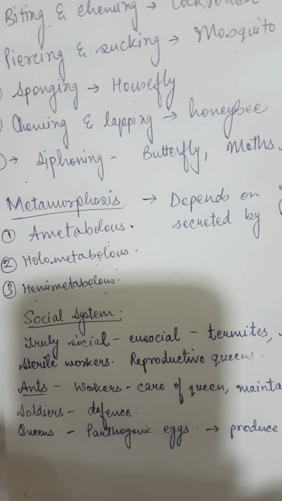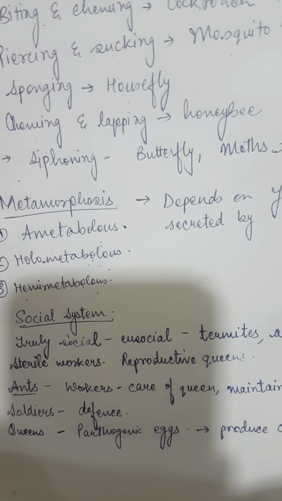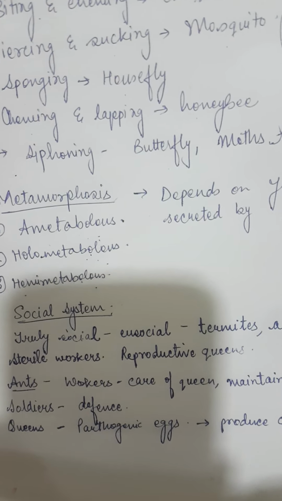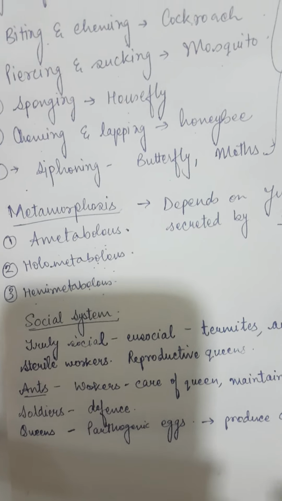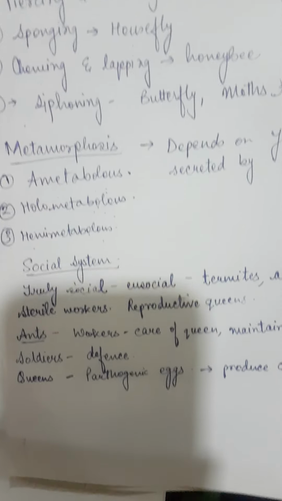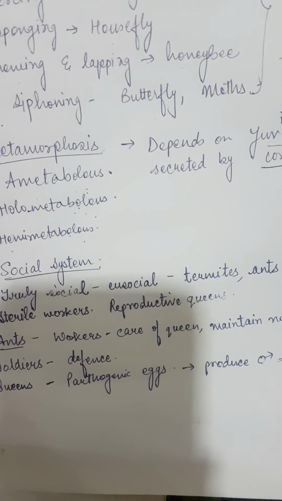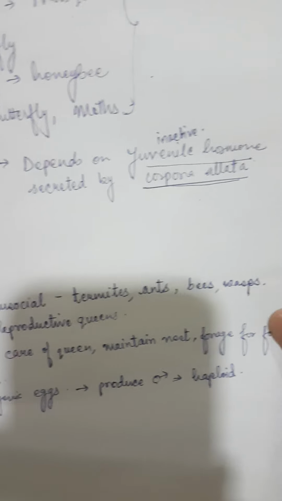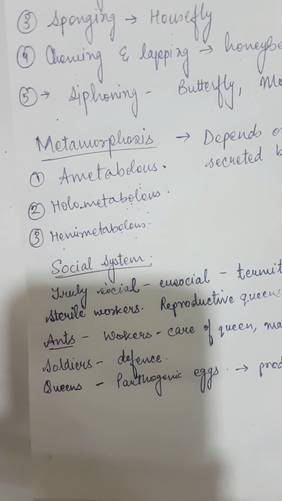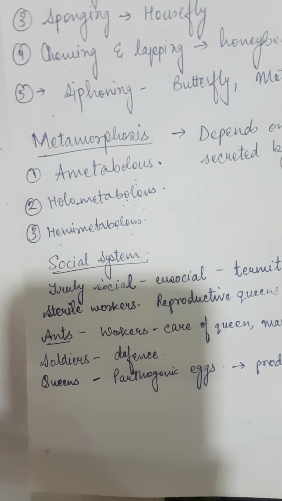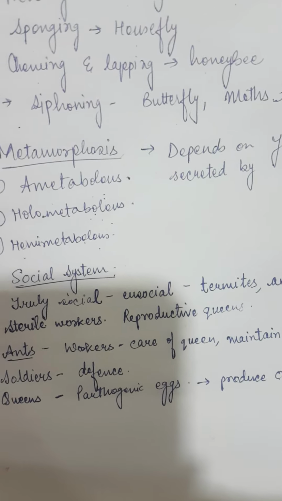Now, in the social system, some insects are truly social, and so they are called eusocial. The truly social insects can be seen in the termites, ants, bees and wasps. They have sterile workers who will work and reproductive queens who will produce the young ones.